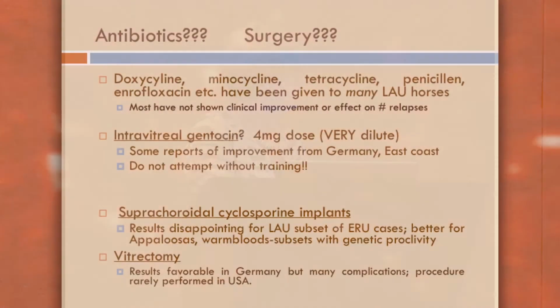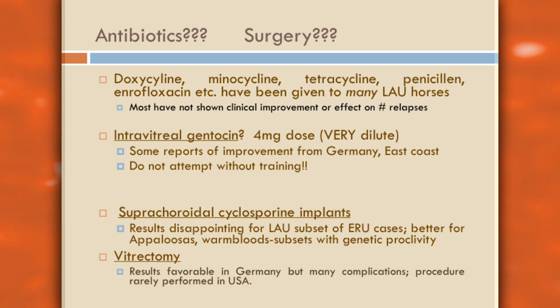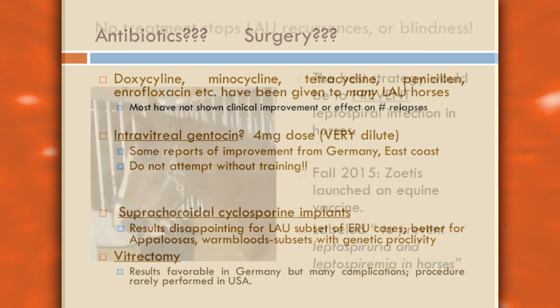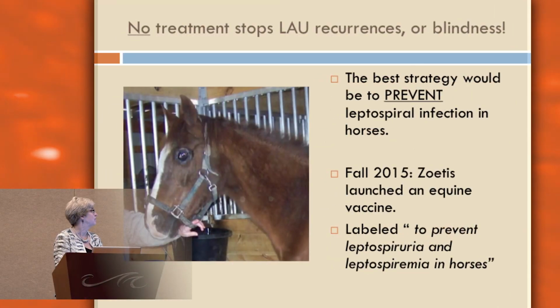You're not curing anything. You've all heard about the suprachoroidal cyclosporine implants. Well, since those have been around about 10 years, we have learned that this is not the best treatment, and the results have been disappointing in the proven lepto cases. It's still a very wonderful device to use to control intraocular inflammation, but probably not for these cases. And in Germany and in Central Europe, they do vitrectomies. There's a lot of complications with that surgical procedure, and it's very rarely done in this country because of the complications. So the bottom line is no treatment stops ERU recurrences or blindness.